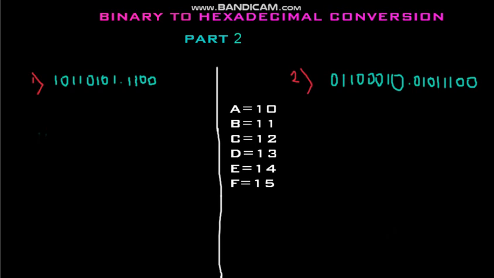In today's lecture we will see how to convert a binary number into a hexadecimal number, and it is part 2. What we saw in part 1 was the conversion of natural numbers, and in this part we will see how to convert numbers with a fraction.